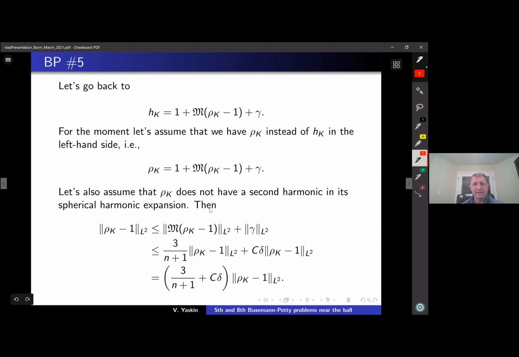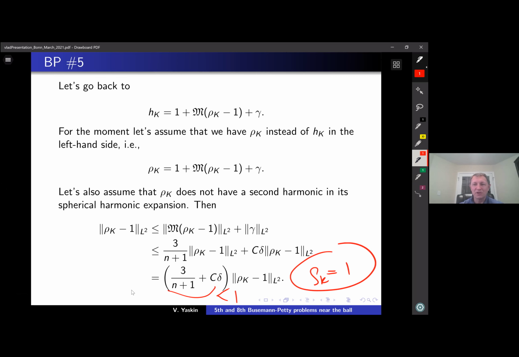Now, in rho K, as I said, we assume that we don't have a second harmonic. So we start with the fourth harmonic here. And the fourth coefficient is 3 over n plus 1, right? It's the largest coefficient in the remaining terms. And this is small. This is for the C delta times the L2 norm of this. So if you combine these coefficients, you'll get 3 over n plus 1 plus C delta. If delta is small, then this coefficient is less than 1, right? And this implies, as I explained above, that rho K is 1. Okay. So done.